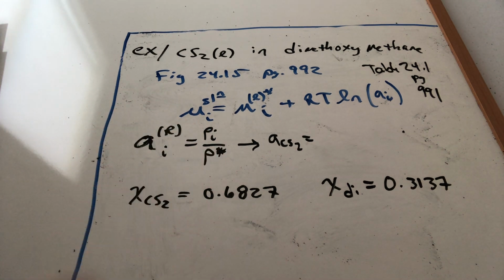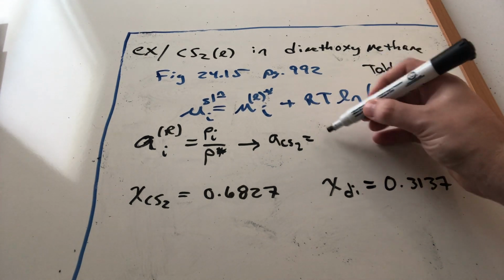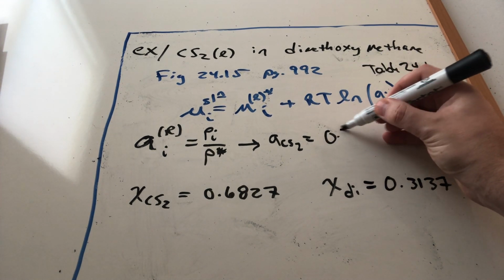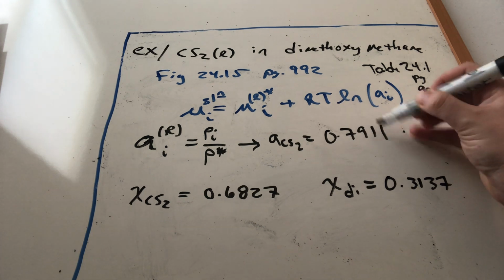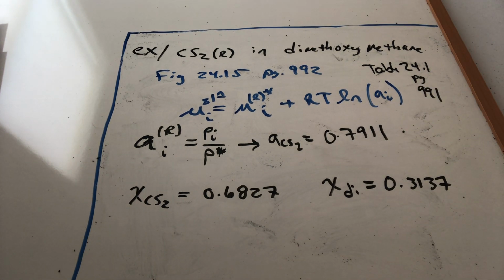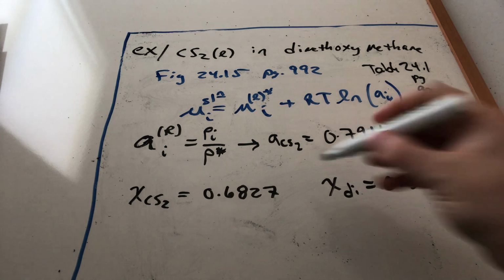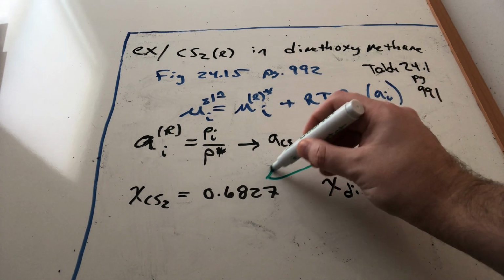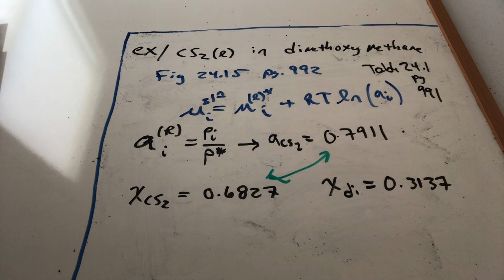They know what P star is for that given species. And what they find is A for CS2 is 0.7911. Okay? Now, this looks like it's greater than, right? It looks like it's greater than chi for CS2. Now think about how this makes sense.